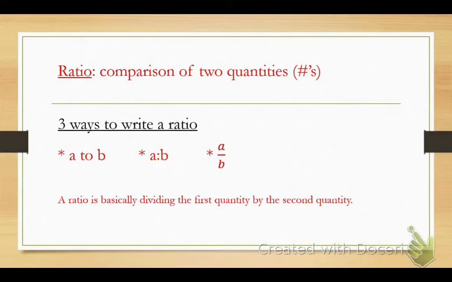There are three separate ways to write a ratio. Read me how the first one says. A to B. Guess what? This one right here is also read A to B. Guess how this one is read? A divided by B. Nope, it's also read A to B when that is a ratio. Normally we look at that as A divided by B, but it actually is read A to B when talking about it as a ratio. A ratio is basically dividing the first quantity or the first thing by the second quantity or the second thing.